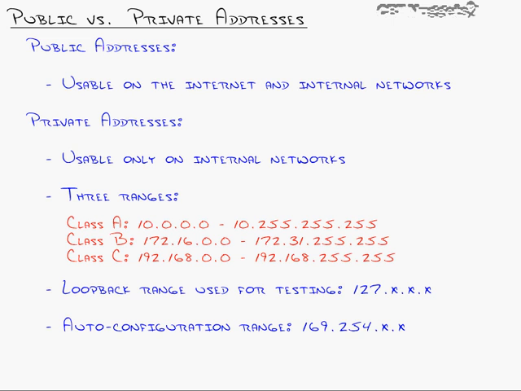Last piece of TCP/IP we'll talk about here is the difference between public and private addresses. Public addresses are IP addresses that are usable on the internet and on internal networks. Meaning, if I want an IP address that is able to surf the internet and access the internet and have people on the internet access it, for example, maybe I have a server that I want people on the internet to be able to send stuff to or receive stuff from, I would give it a public address.